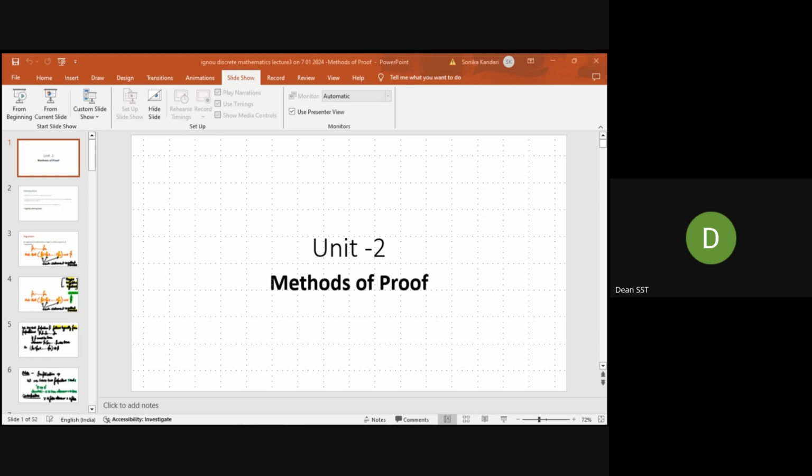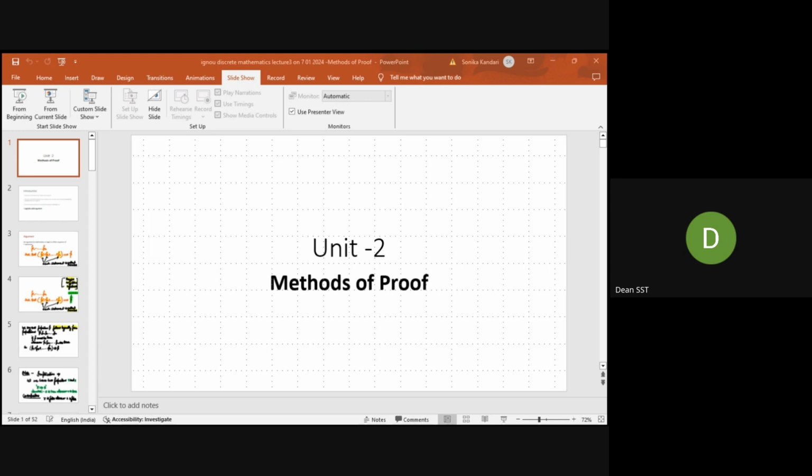If we are given an argument, how can we prove it through the mathematical statement? Then using truth table for proving, then methods of direct proof. After that, we will cover indirect proof by contrapositive, proof by contradiction. And at last, we will cover the mathematical induction. So these are the things that we are going to cover. Let me start.